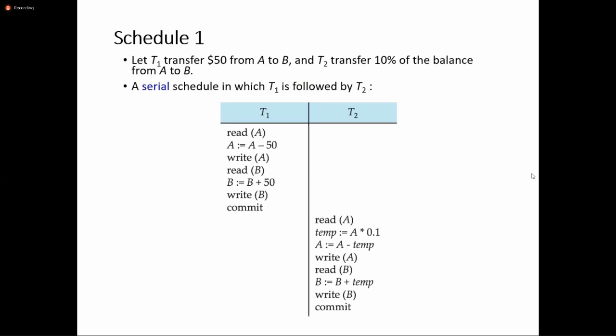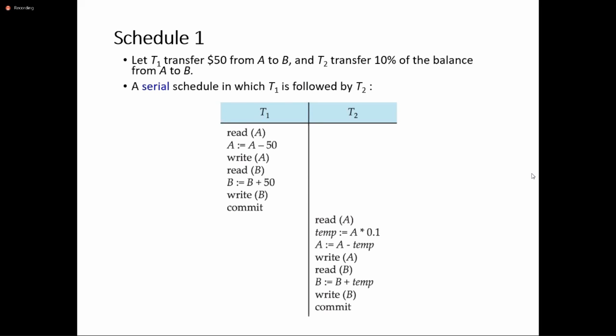Then write that new balance in account A. For example, A has $1,000. Now read A, the balance is $1,000. Deduct the $50, so now the write A means the new balance is $950.